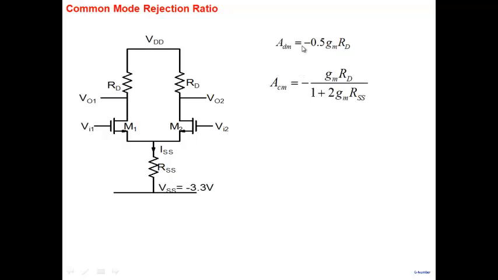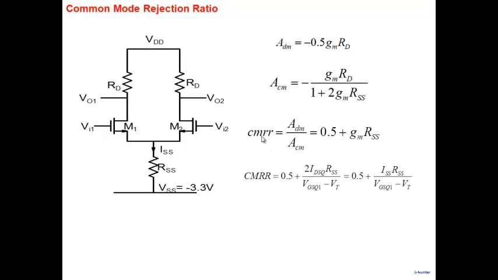So that's the strategy that we use for calculating common mode. We have differential mode gain, we have common mode gain, we can take the ratios and we get CMRR, and CMRR then depends on the value of resistor here. That's the resistor which controls CMRR.